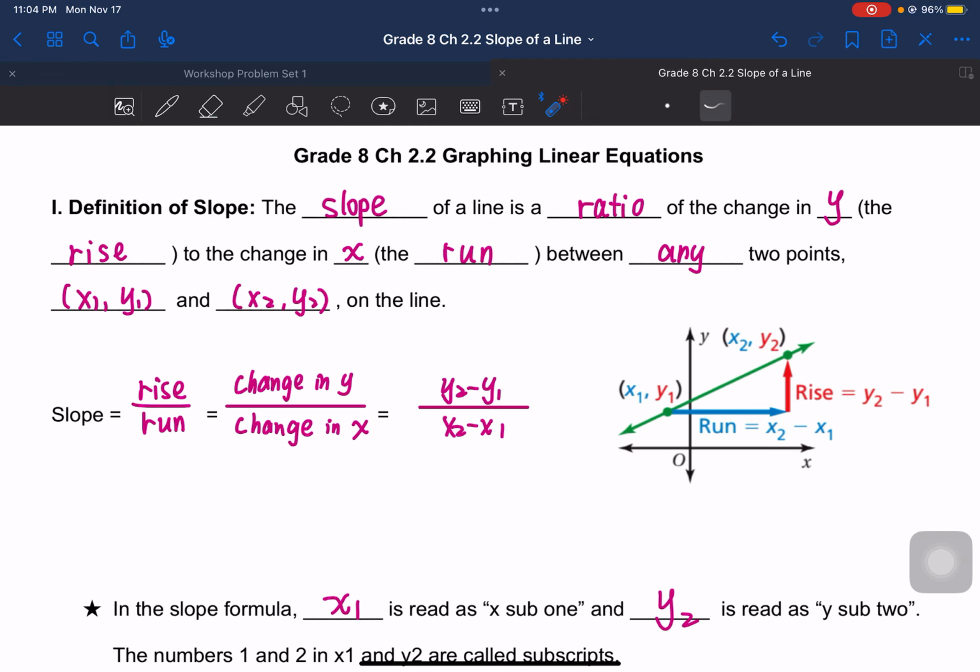Slope is rise over run, which is also changing y over changing x. Changing y is y2 minus y1. Changing x is x2 minus x1.